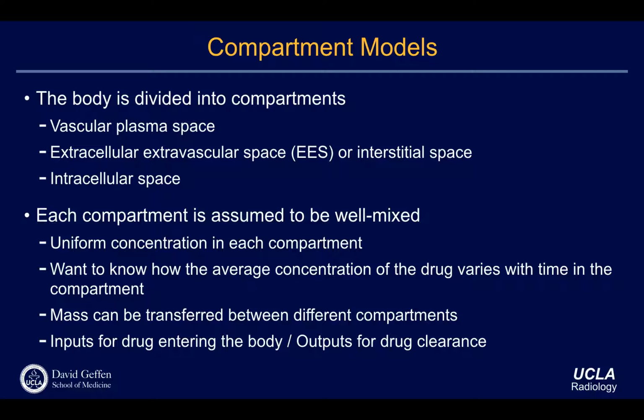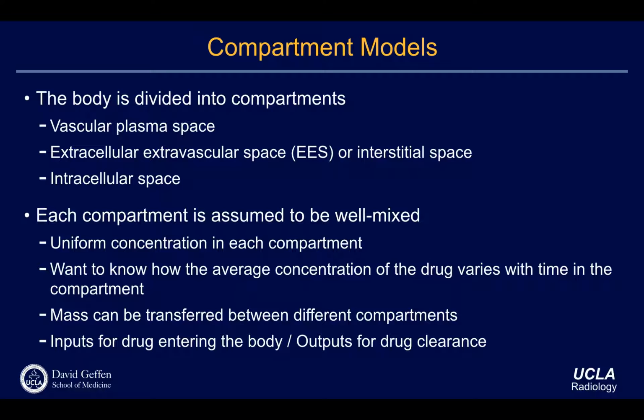And particularly for the MR contrast agent, as I said, it doesn't really go into the intracellular space. So mostly we're looking at the interaction between these two. Okay? The contrast agent goes into the vascular space, and then it leaks out to the EES, and then goes back, and we're looking at a transfer constant, how fast it goes from the vascular space to the EES, and how fast it goes from the EES back to the vascular space. Okay? And we have some sort of assumption.